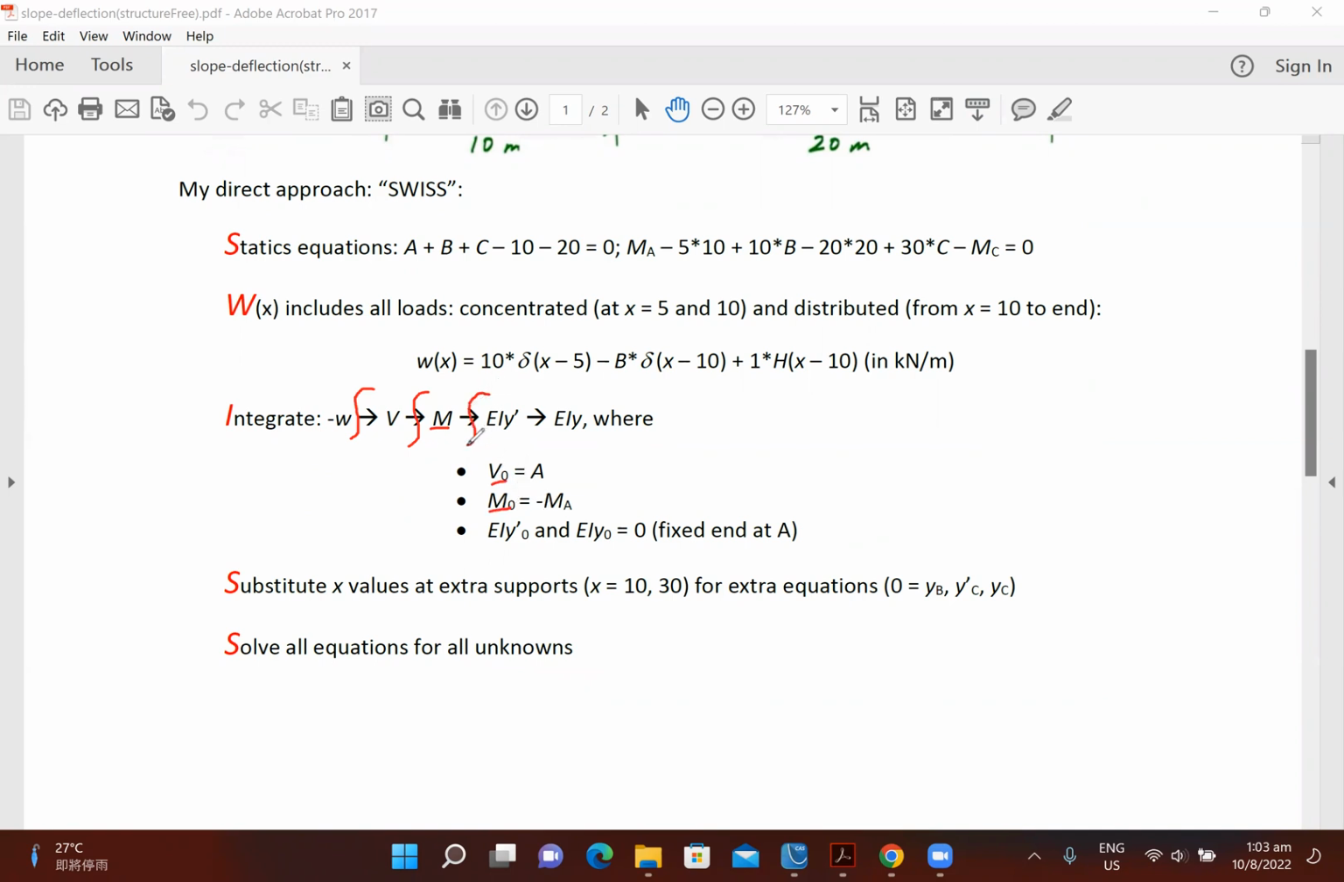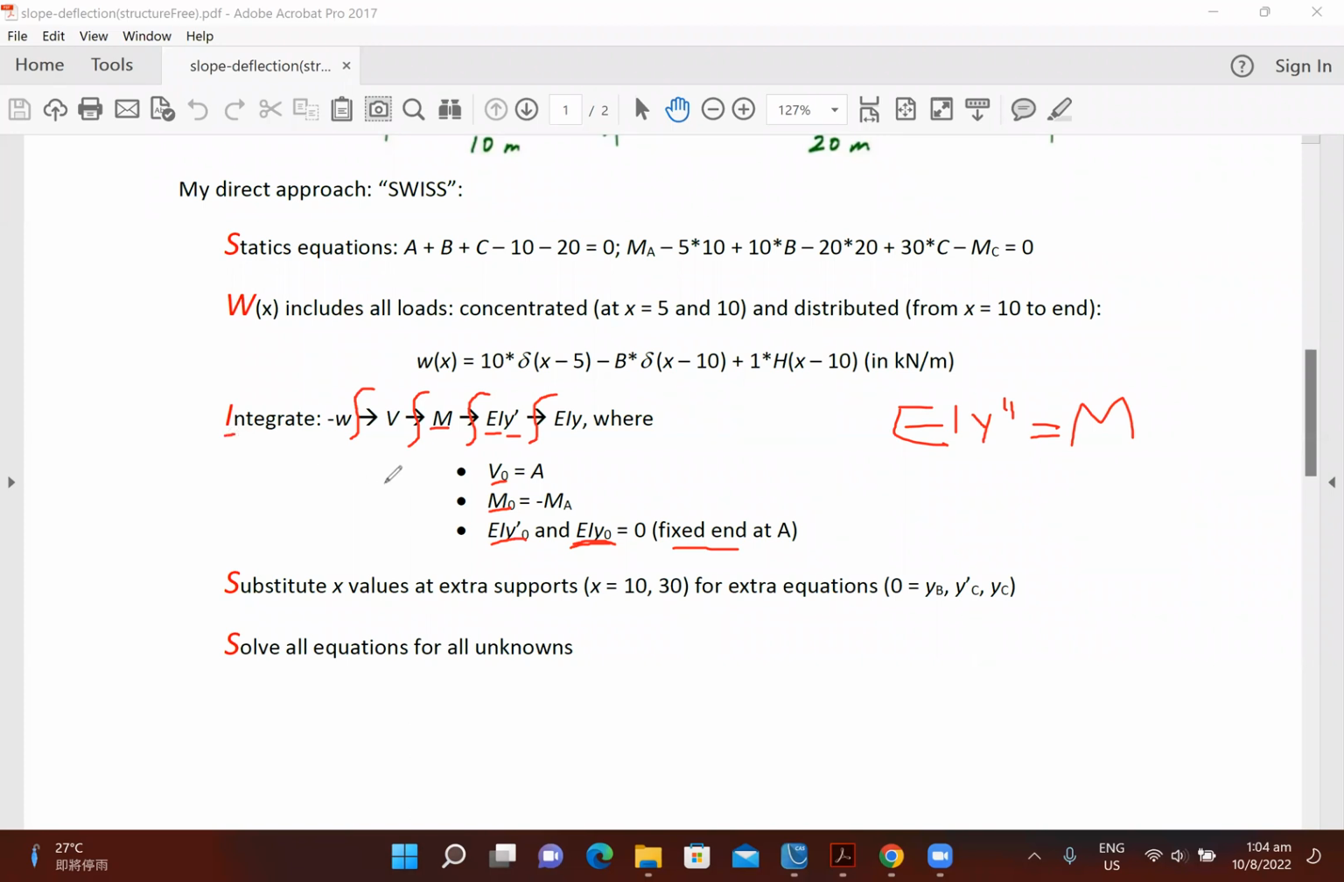If you integrate further, then we know since EI y double prime equals M, that if you integrate M once, you get EI y prime plus a constant whose physical meaning is EI y prime at 0. But we know in this case, it's a fixed end at A, so it's 0. You integrate one more time plus a constant, you're going to get EIY. And the constant again is 0 because its physical meaning is EIY at 0. Okay, so that completes the third step.